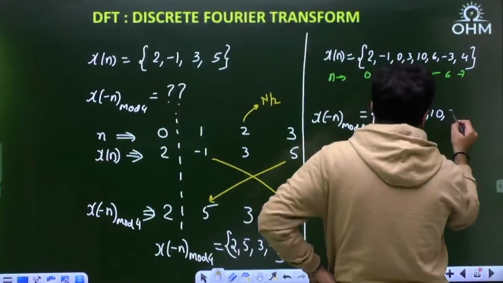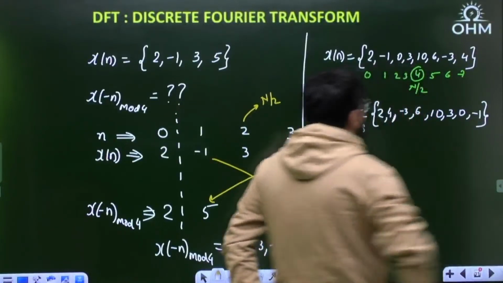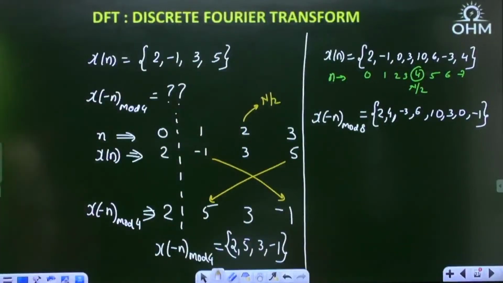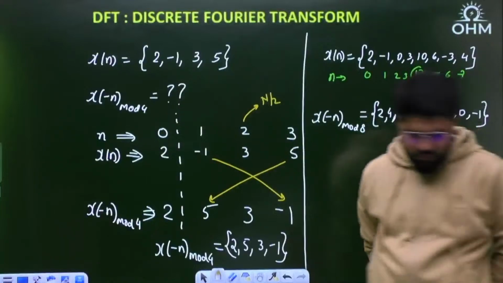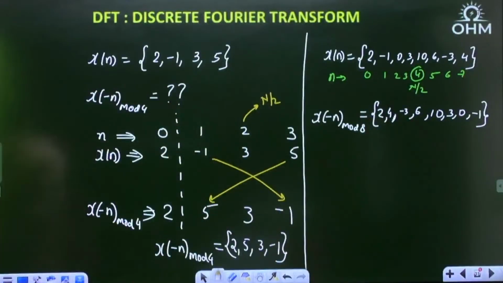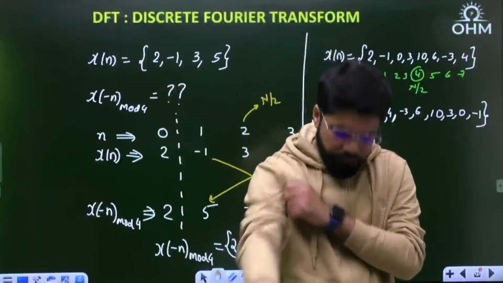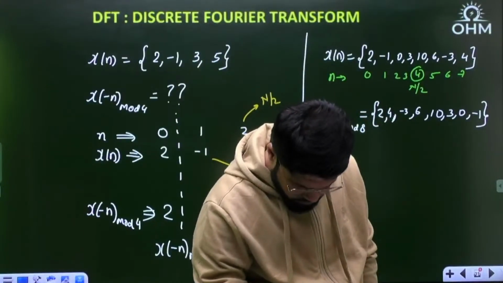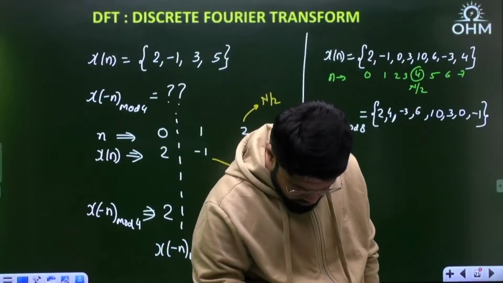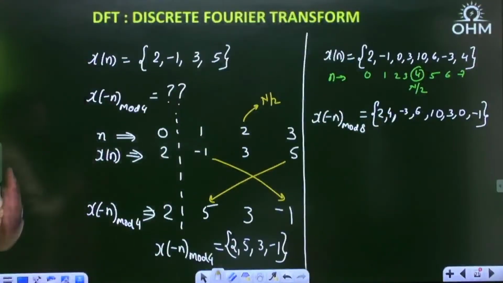Then, what is there to the left? 3, 0, minus 1. Now, they will appear to the right. First 3, then 0, and then minus 1. This is the answer. Okay, 2, 4, minus 3, 6, 10, 3, 0, minus 1. Right? This is x minus n. Okay, fine. Next case then. This is x minus n mod 8.